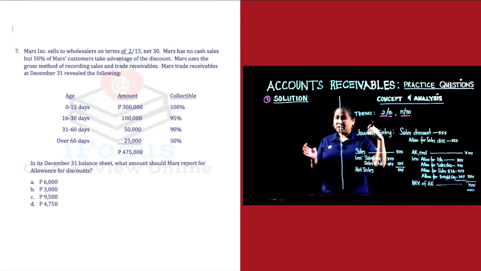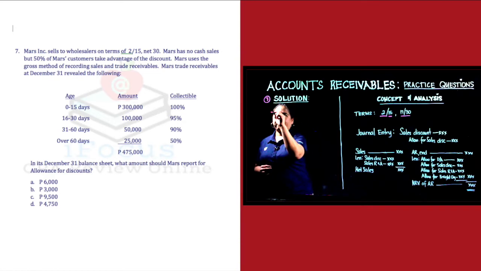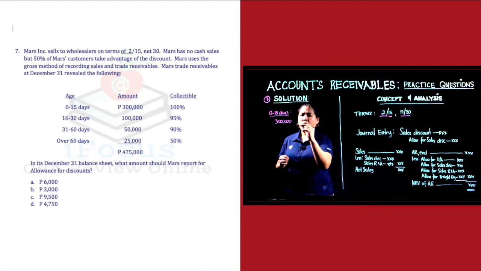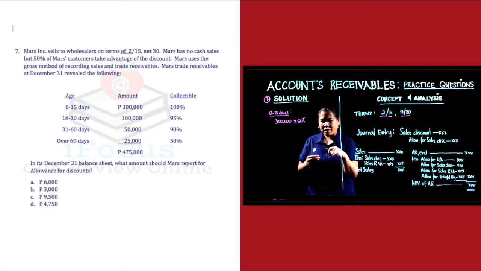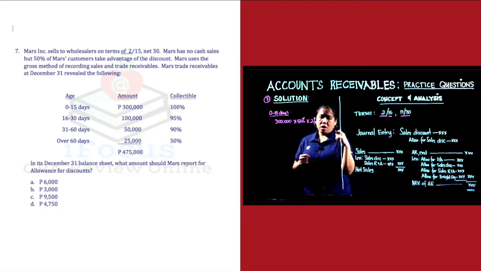Alright? So, ang answer natin dito is 300,000, which is the 0 to 15 days outstanding, which is amounting to 300,000 multiplied by 50%. So, remember, sabi ng problem natin, Mars has no cash sales, but 50% of Mars customers take advantage of the discount. So 50% lang ang nag-a-avail ng discount. Then multiplied by 2%. Yan po yung discount. So ang answer natin is 3,000. Yan po ang answer natin. Alright? And our answer is letter B.